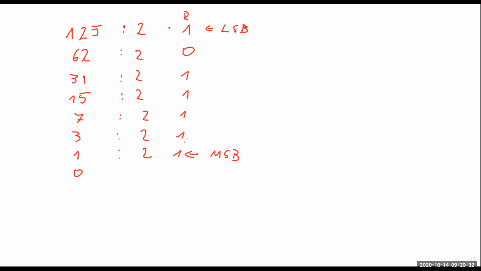So I have to read or write this number like this: 1, 1, 1, 1, 1, 0, 1. So here I have the least significant bit, and here is the most significant bit. So 125 in decimal form is equal to 1111101 in binary form. So it works like this. You can verify it on your own. I think it works.